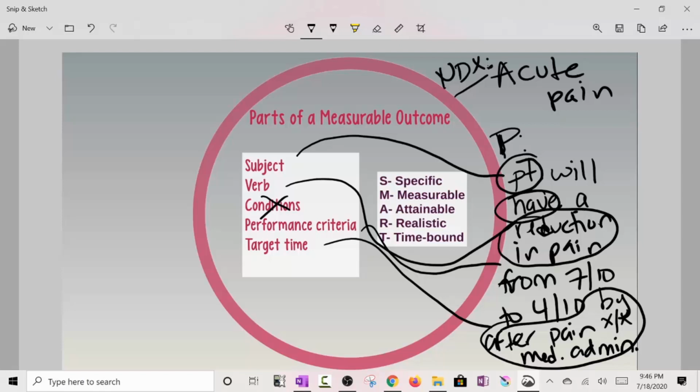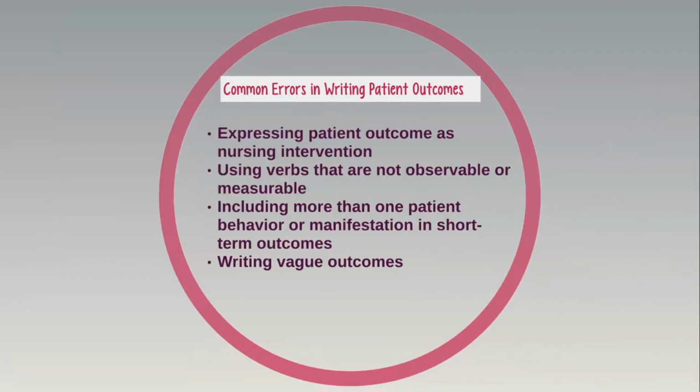Some common errors that you might see in writing outcomes: expressing the patient outcome as a nursing intervention. So remember, we always want to keep it patient focused. Patient will, not nursing will, because that would be nursing related. Using verbs that are not observable. So an example of that would be saying something like patient will understand. It's hard to measure understanding without actually having the patient do something like state or verbalize or perform or demonstrate.